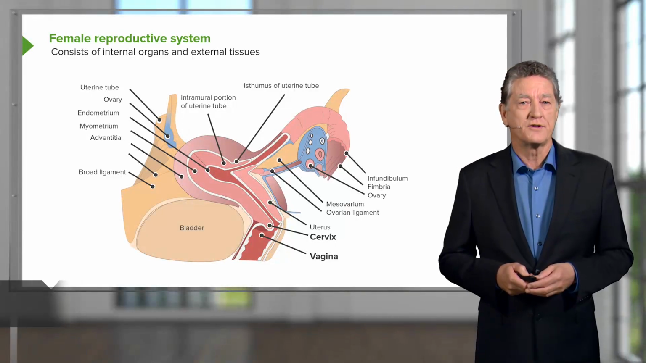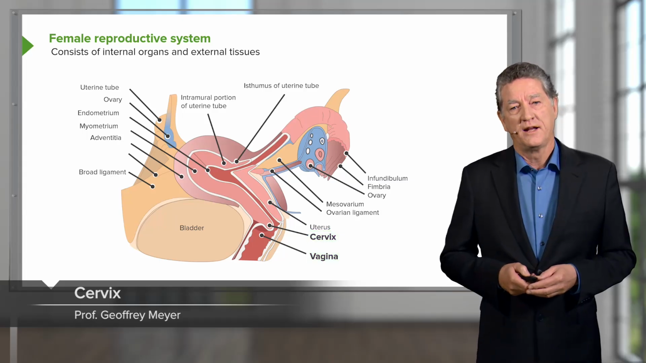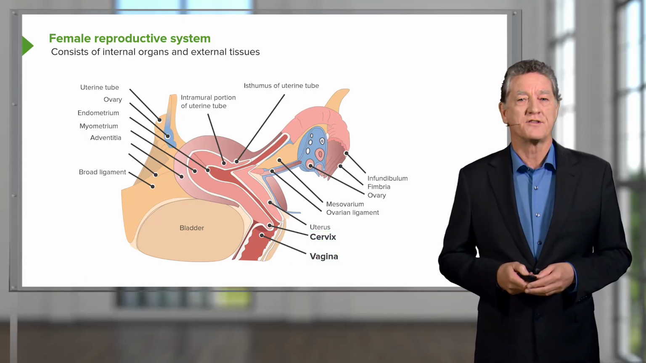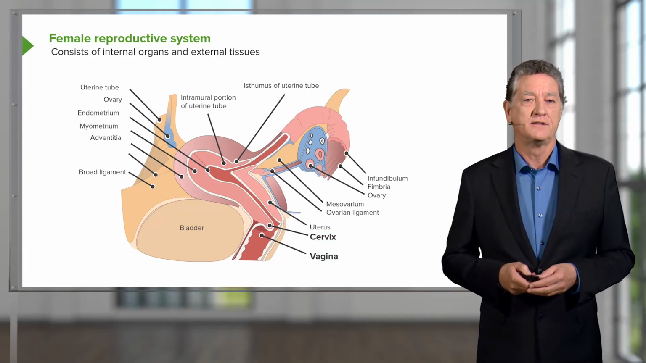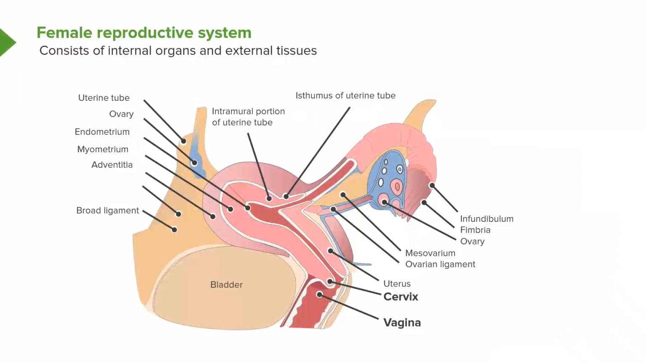Now let's look at the cervix and the vagina. Shown on the diagram, you can see the cervix and the vagina. I want to just bring your attention to the label of the cervix there. You can see part of the cervix, which is really an extension, a component of the uterus, part of the cervix extends into the vaginal cavity or tube.